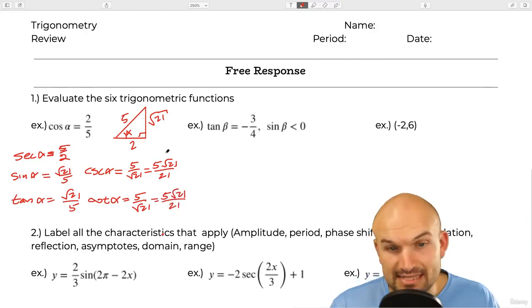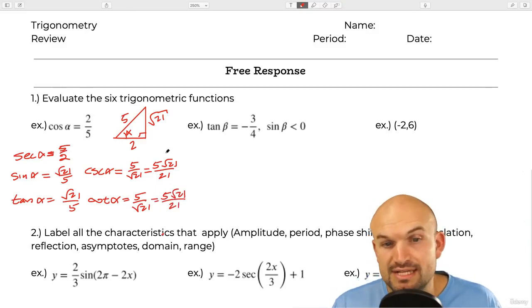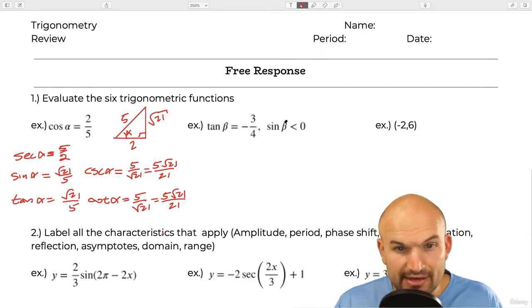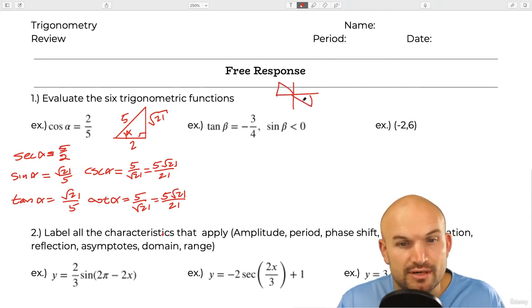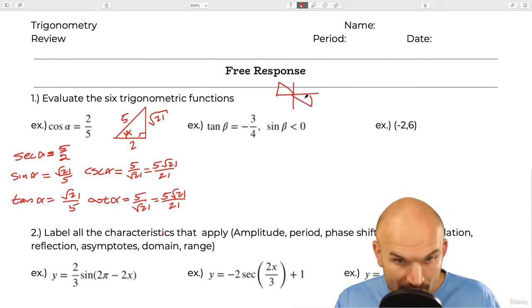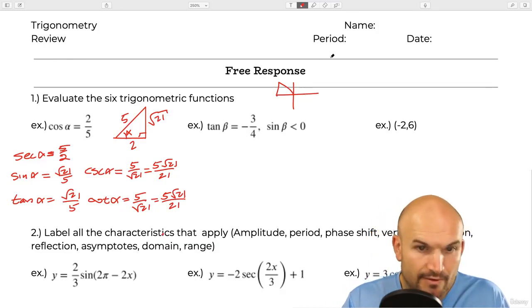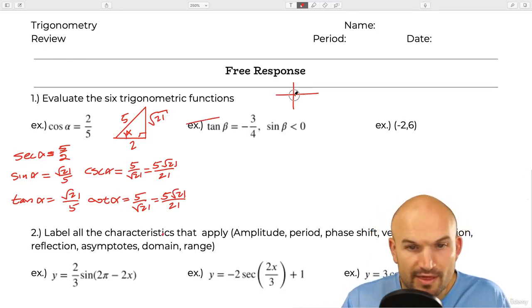Okay, now in the next example, we have tangent of beta equals negative 3/4. Now again, tangent is only going to be negative in the second and the fourth quadrant. But since sine of beta is less than 0, this is going to be our triangle. So we're going to use this as our triangle.